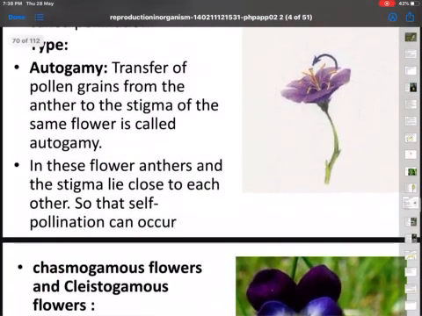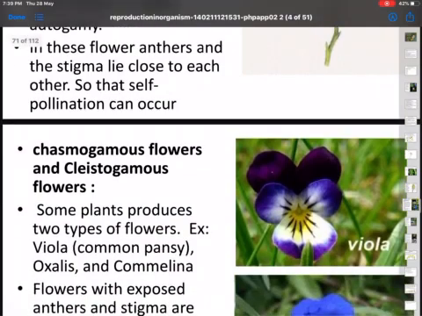Now, the types. First one is autogamy. So in autogamy, there is transfer of pollen grains from the anther to the stigma of the same flower. Auto means self. Gamy means fusion. In the same flower, fusion takes place. So autogamy. In this flower, anthers and stigma lie close to each other so that self-pollination can occur.